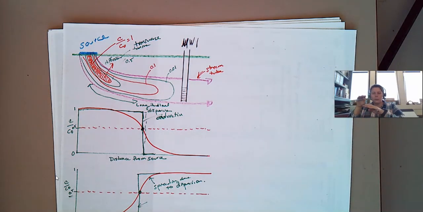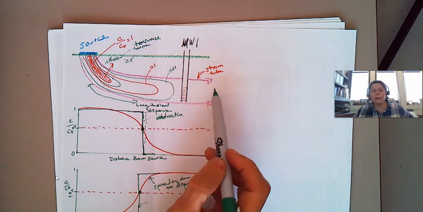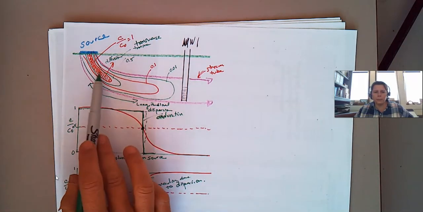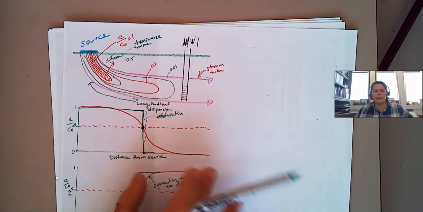So really a plume will stay kind of at the same height. It'll go up and down just a little bit, but it'll go further out into the flowing of the groundwater. So we see a lot of longitudinal dispersion. That's what this is showing here.